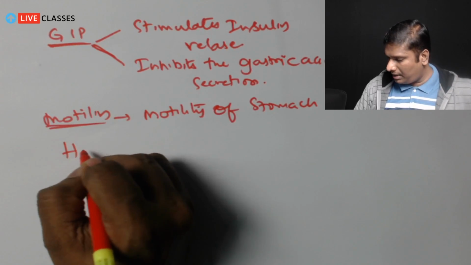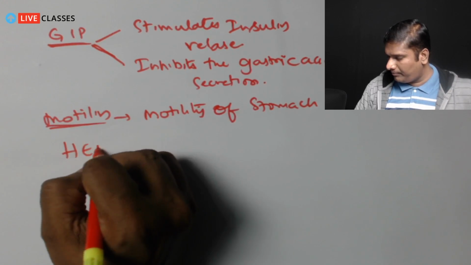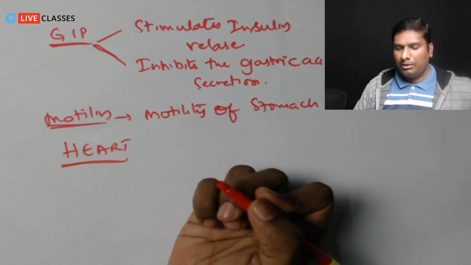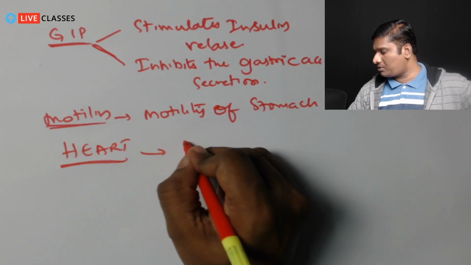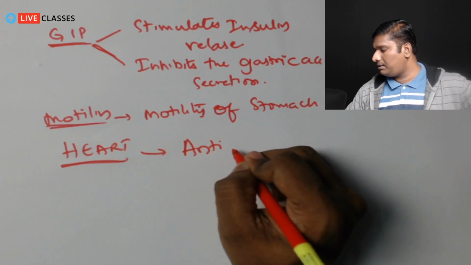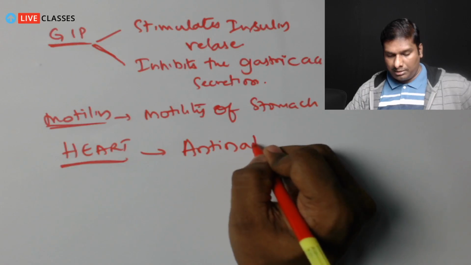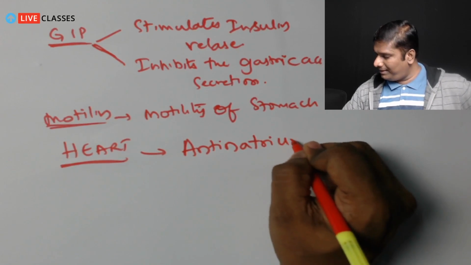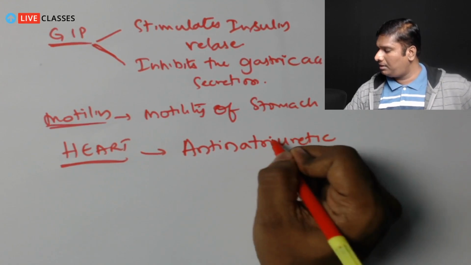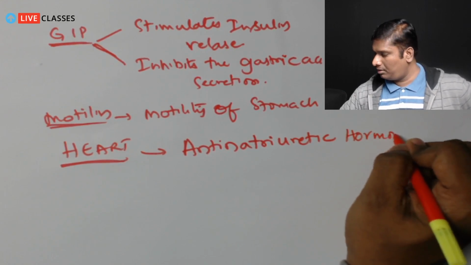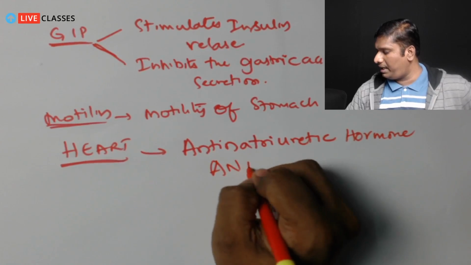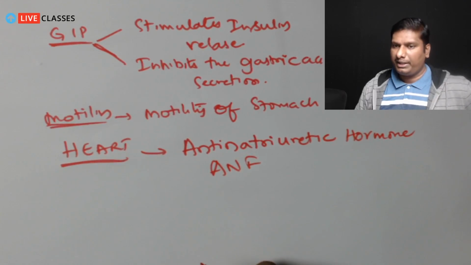Then we look at the hormones secreted by the heart. There's just one hormone which is actually secreted by the heart. It is called antinatriuretic hormone. In short it is called ANF, antinatriuretic hormone.